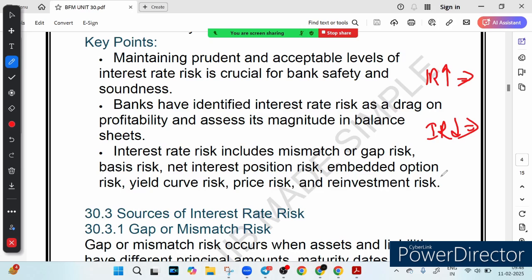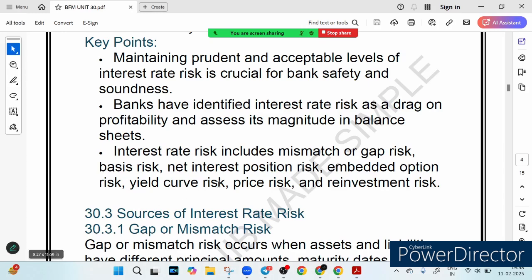That is why banks constantly measure and manage interest rate risk, right? That is why it is called maintaining prudent and acceptable interest rate risk. So banks constantly measure and manage this interest rate risk to stay profitable and safe. Now the question is, what is this gap or mismatch risk?